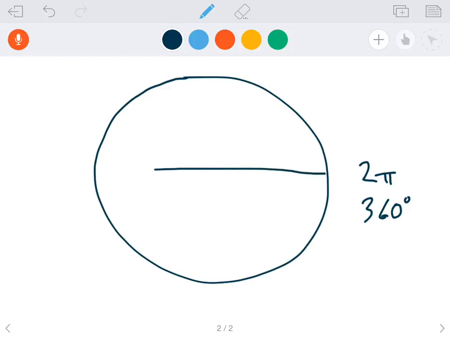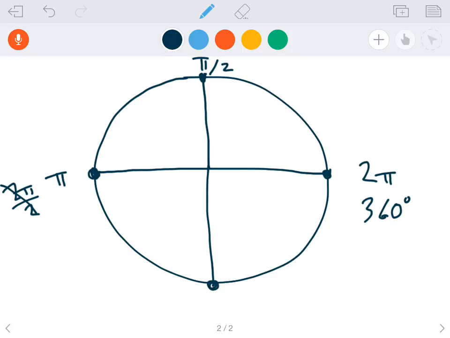If I cut 2 pi in half, I will get pi. If I cut pi in half, I'll get pi over 2. And now I'm going to count around by pi over 2's. I'm going to start at 0. Here's 1 pi over 2. Here's 2 pi over 2. You notice that 2 pi over 2 just reduces to be pi. Here's 3 pi over 2. And I come back around to 4 pi over 2, which reduces to 2 pi.